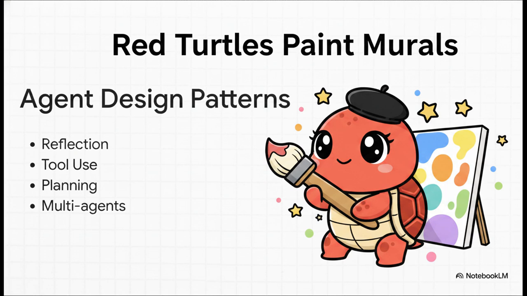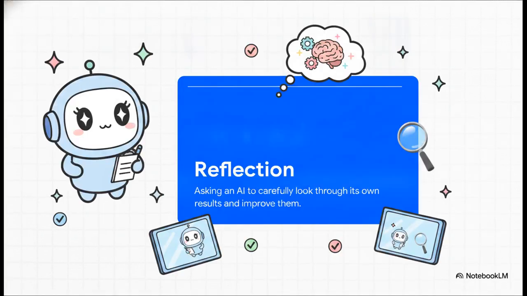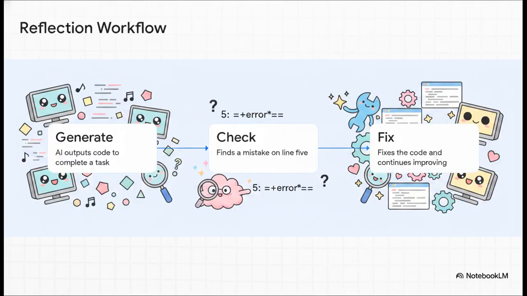Just remember the mnemonic, red turtles paint murals. The R is reflection. This is where an AI basically acts as its own strict quality control inspector. It writes some code, spots a glaring mistake on line 5, and just autonomously fixes it on the fly.